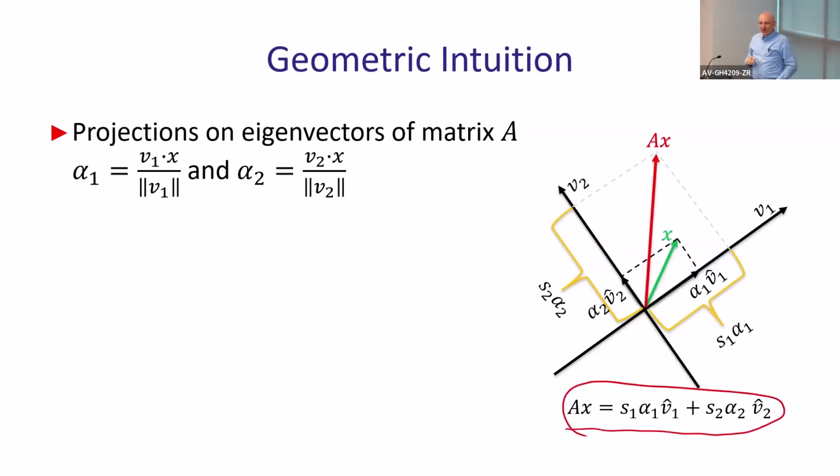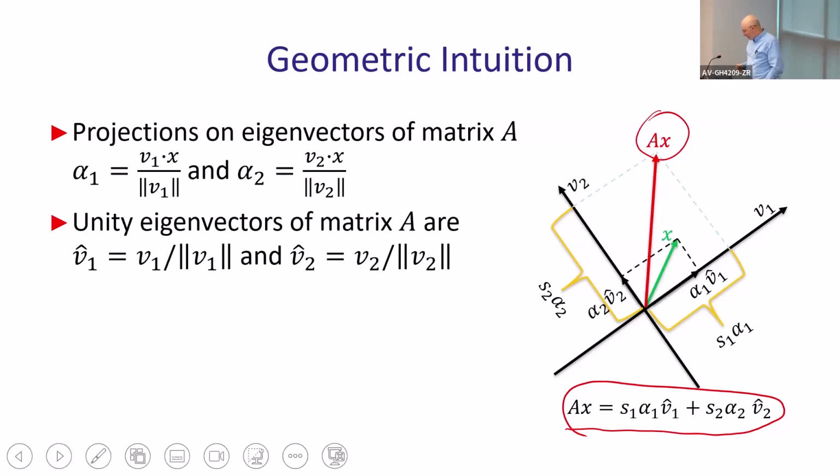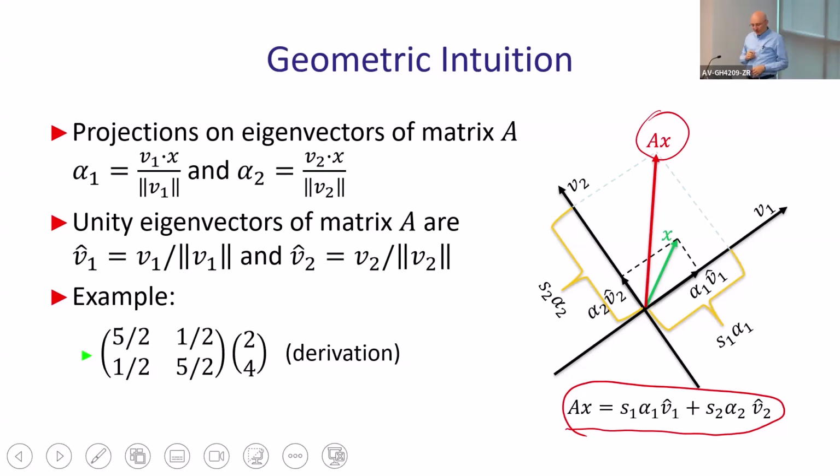That formula says that multiplication by a matrix means you take projections onto the axes V1 and V2, stretch them by S1 and S2, add them together, and you will get the vector AX. The sum of these two vectors will be the red vector here. So this vector will be the sum of these two projected and scaled vectors. This is how it will work. Let's say you use unit vectors, and here's an example of how you can do that.